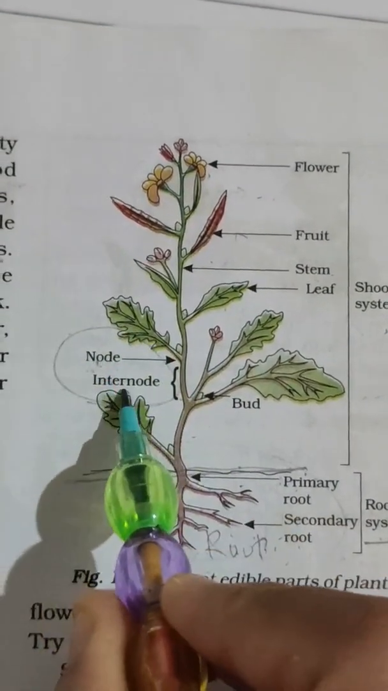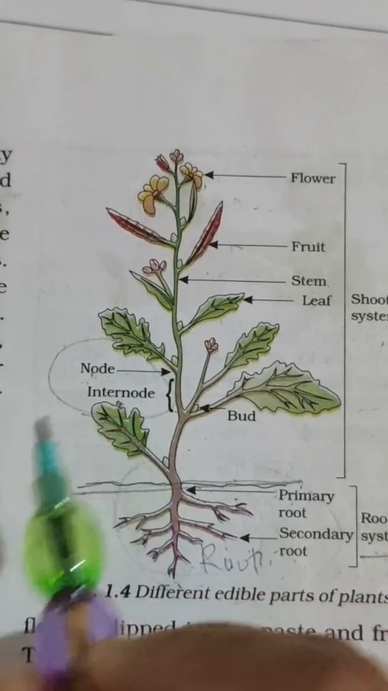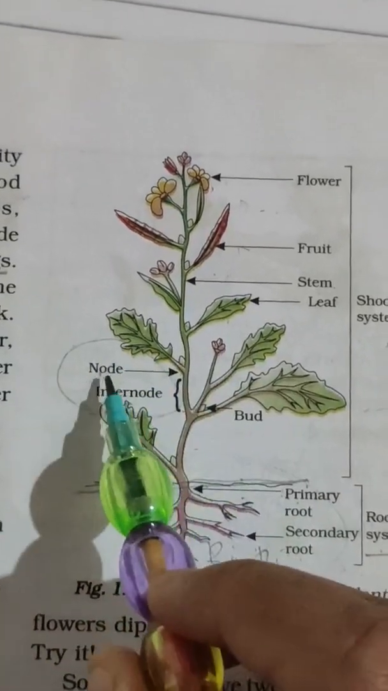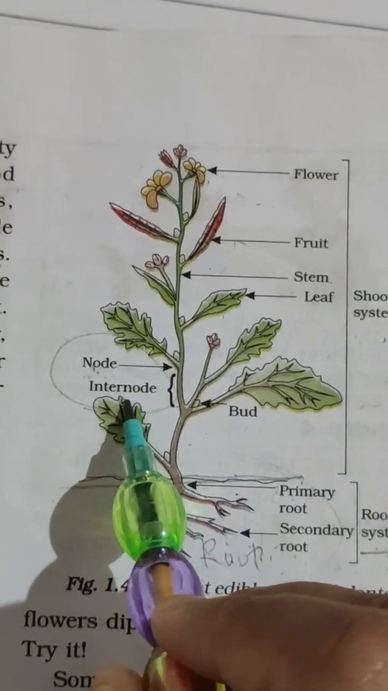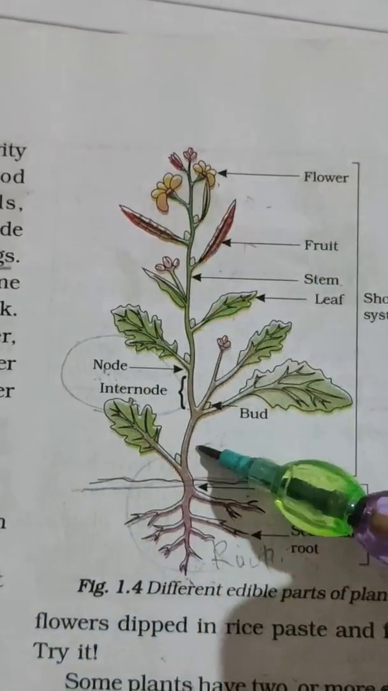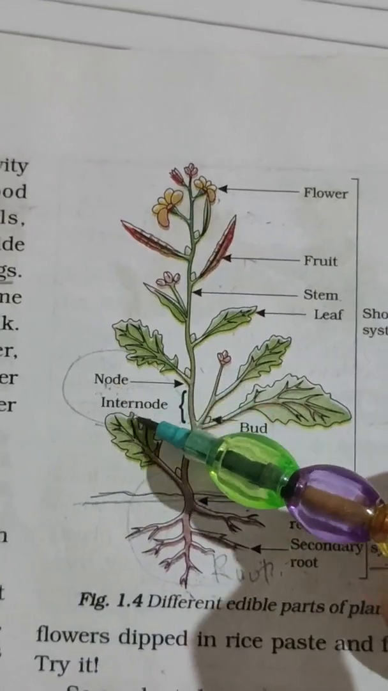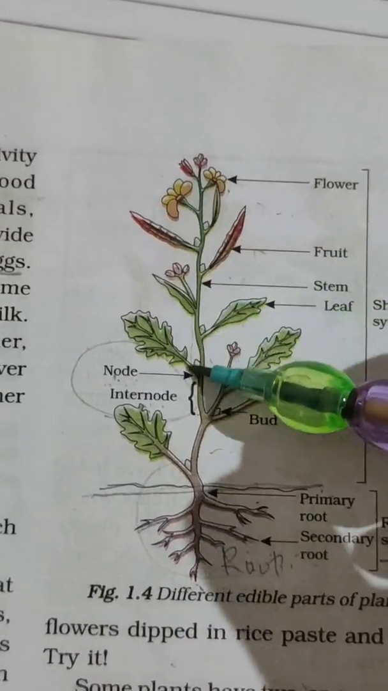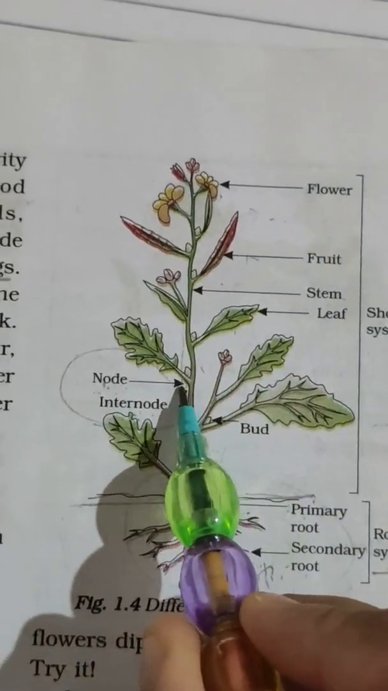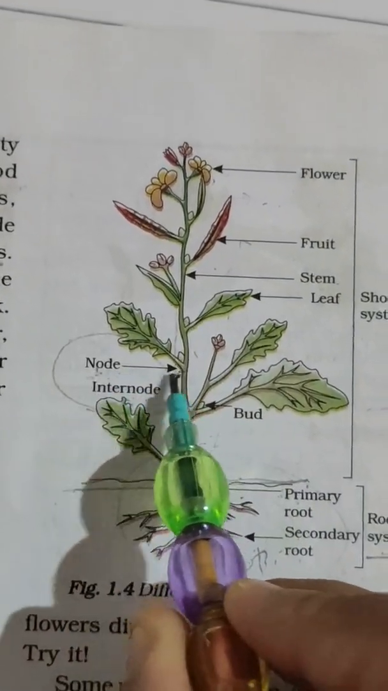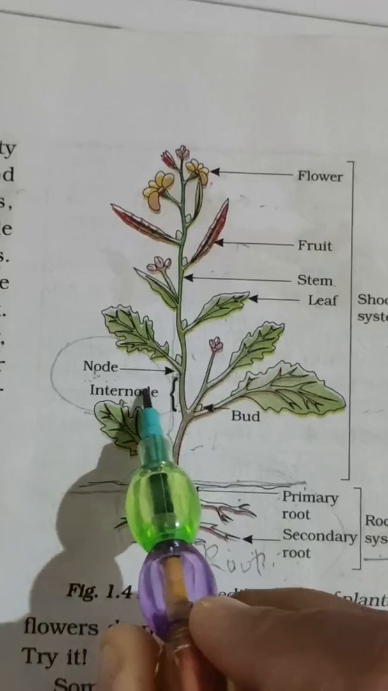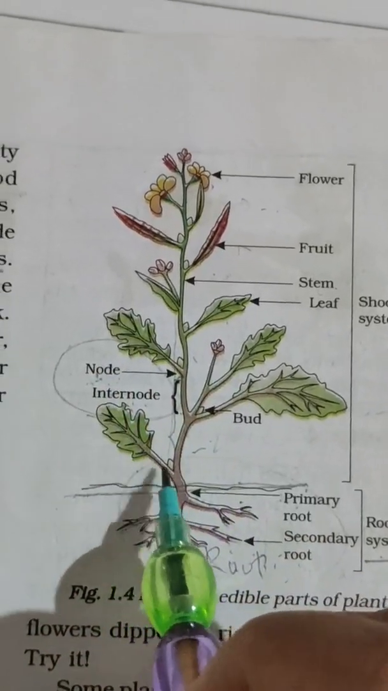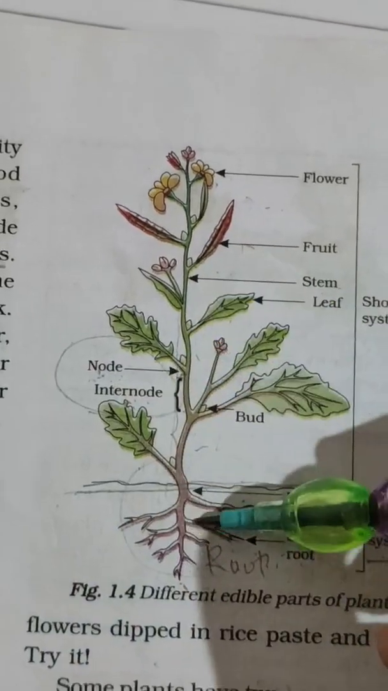Okay, now one more thing. Here you can see we have two more terms, that is a node and the internode. So what is a node? First we'll see what these two things are. The nodes and internodes are the two structural components of a stem. We find these nodes and internodes on a stem. Here you can see this is the stem. Can you see this one? This is called a node and this is an internode. So we find both terms on the stem of a plant.